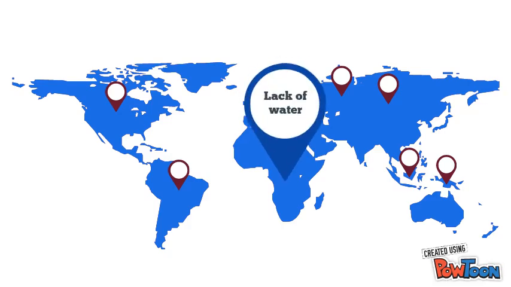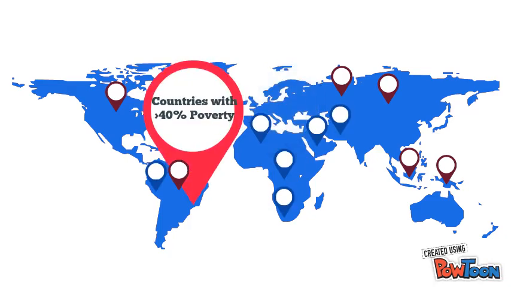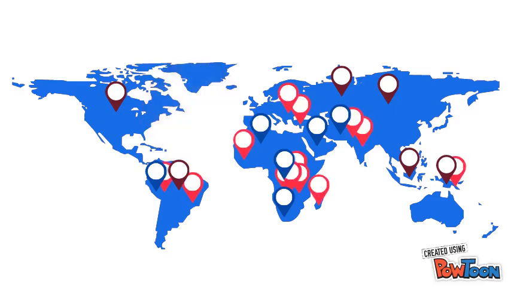Lack of water seems to be a pretty big issue as well, mostly spanning parts of Africa and the Middle East. Poverty is also a pretty big global issue, but we are just focusing on the countries with over 40% of the population living in poverty. Notice how most of these countries are in Africa, with some in Asia and some in South America. This just proves how big some global issues can be, and that we have to do something.